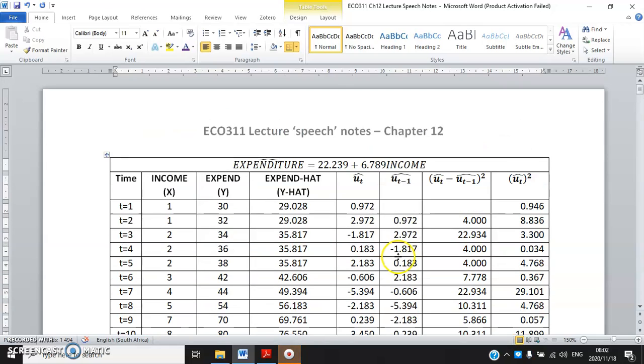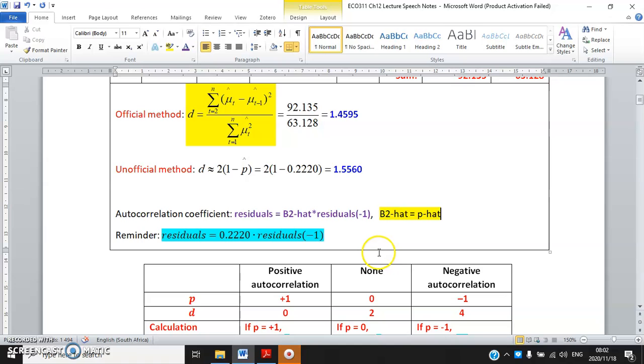Okay, for the last detection test, Durbin-Watson d-test. I want to first talk about this concept called autocorrelation coefficient. You will run the regression: residuals at time t as a function of residuals lagged by one period. When you run this regression, you don't include a constant. Remember, this is called regression through the origin, which you learned from ECO311.